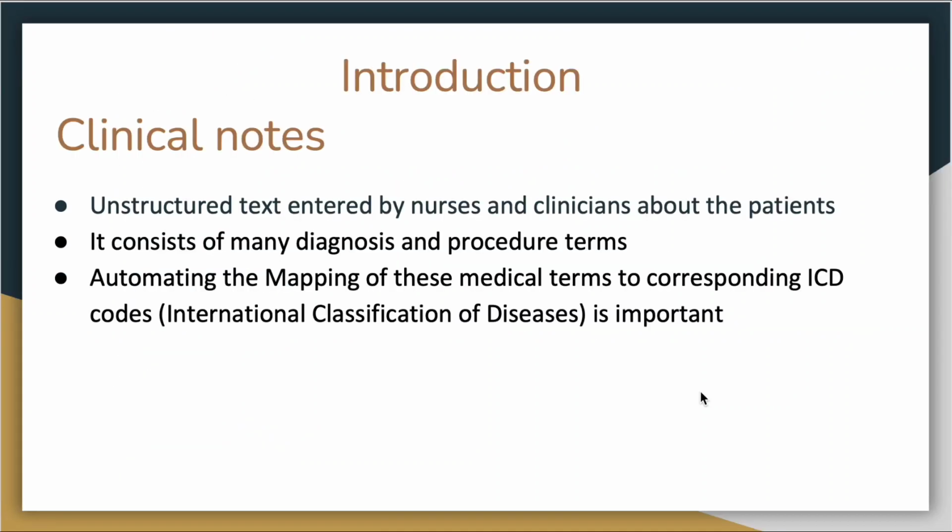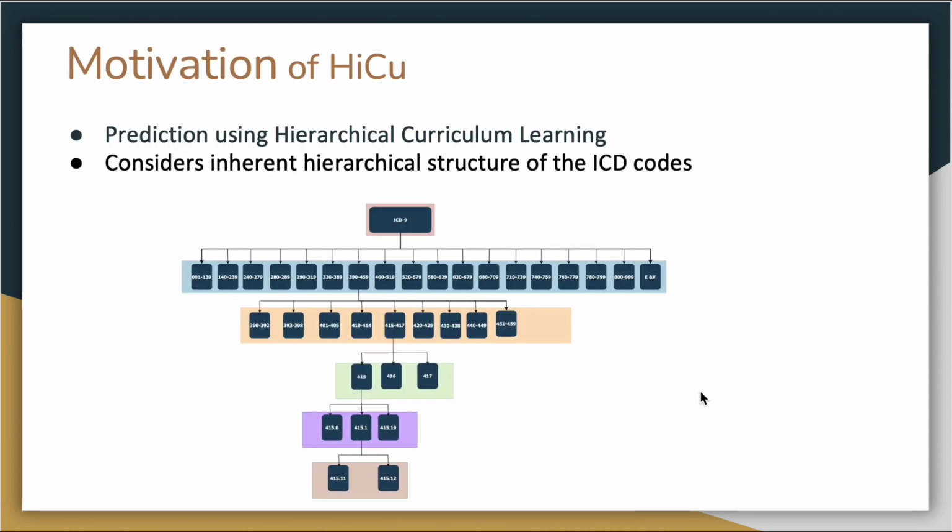Clinical notes are an important healthcare data. These are unstructured texts that are entered by the clinicians to record the patient's details. These texts contain many diagnosis and procedural terms. These terms have to be mapped with ICD codes, and mapping these ICD codes manually has a higher error rate. Hence, deep learning algorithms are used to map these codes. HiCu is one such algorithm which uses the inherent hierarchical structure of the ICD codes to create this mapping.